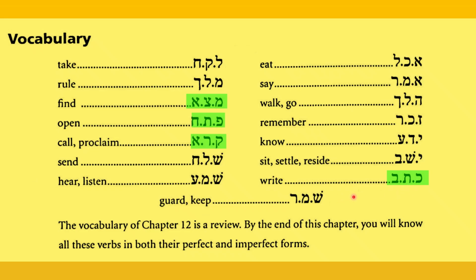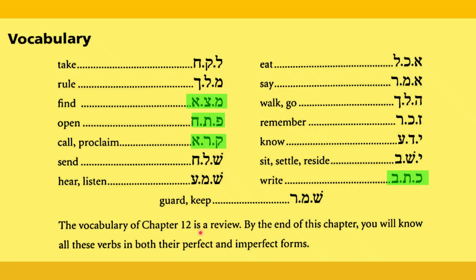Katav, to write. Lekach, to take. The lamed will drop out, so this will be a two-letter root. Malach, to rule or reign. Matzah, to find. Patach, to open. Kara, to call or proclaim. Shalach is to send. Shama, to listen, and shamar, to guard or keep.